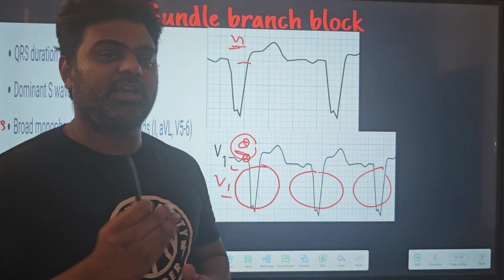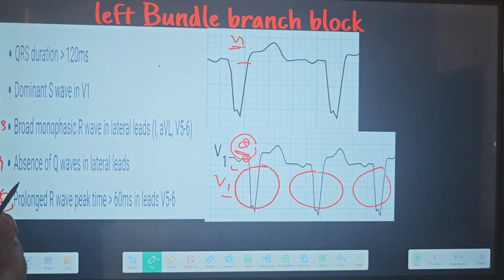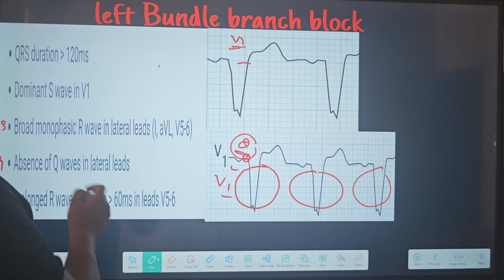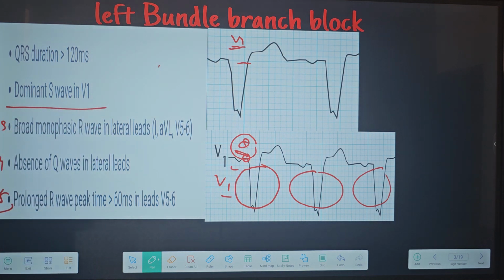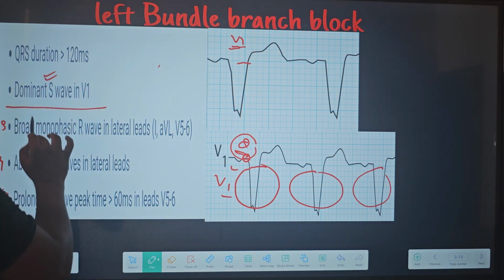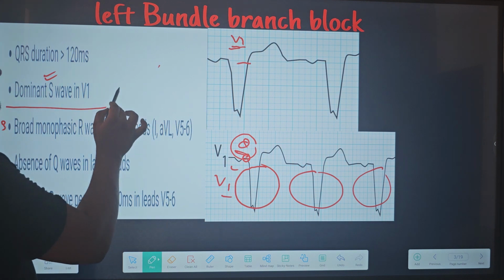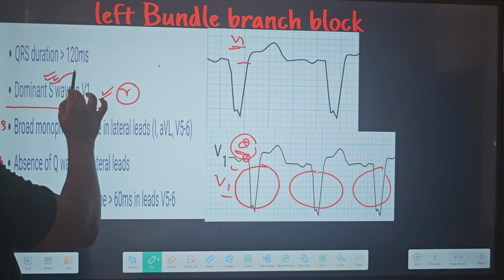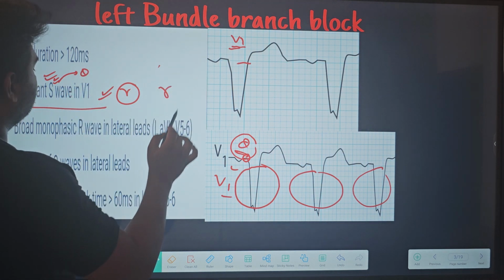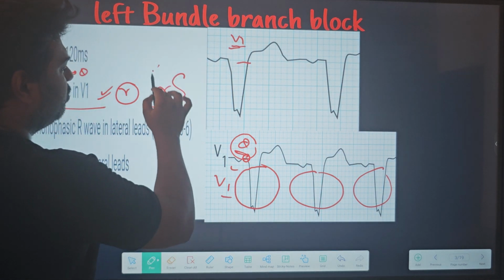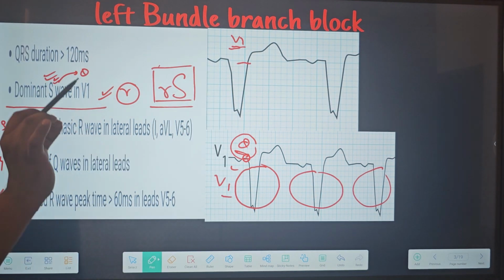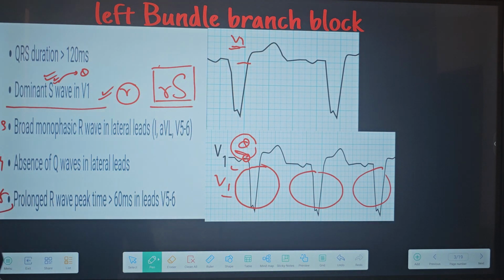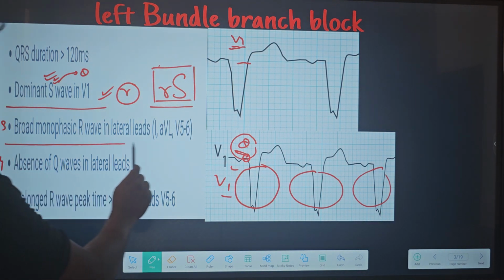I am repeating it because once you look into the ECG, you will remember why these points are so important. So the third point is dominant S wave in lead V1, and this dominant S wave in lead V1 may be preceded by a small R wave, but this R wave is so small that this S wave will look like a Q wave, and this is known as RS pattern. You don't have to remember this RS pattern, you have to remember what I am telling because that is important. Now coming to the next point, broad monophasic R wave in lateral leads.